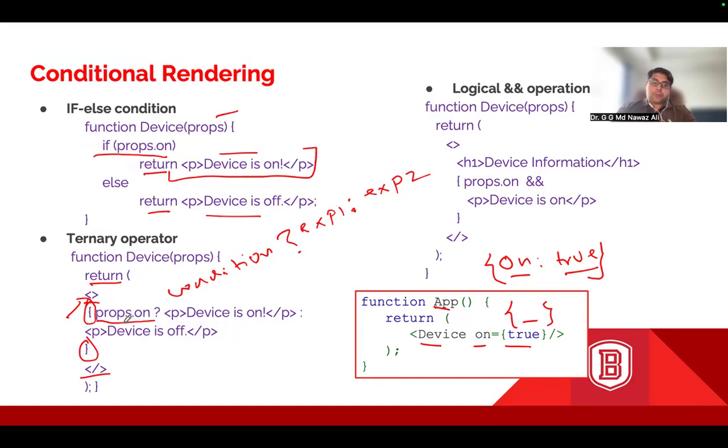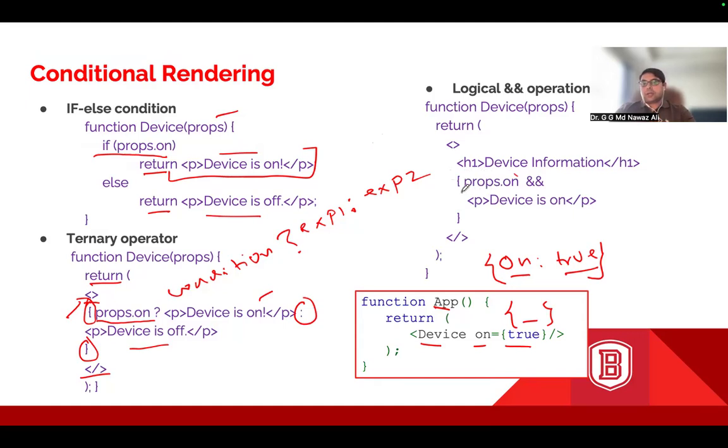So the same thing here: if this is true, then it will return this, otherwise, you see the colon here, it will return this one. That's the same thing using if else condition and the ternary operator. The other one, also quite often used in React: let's say we want to return just one set of statements, not the other set. Let's say we just want to return when the device is on, and when the device is off, we don't want to return anything. If something true happens, then we want to return; if false, we don't. In that case, the logical operation is very handy.